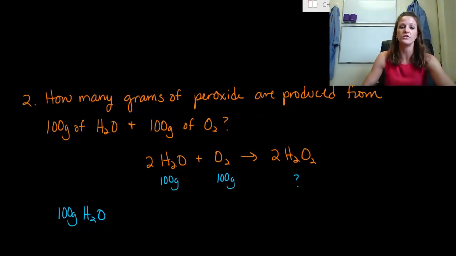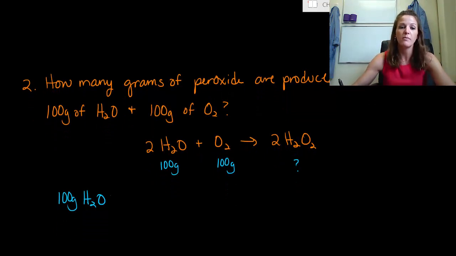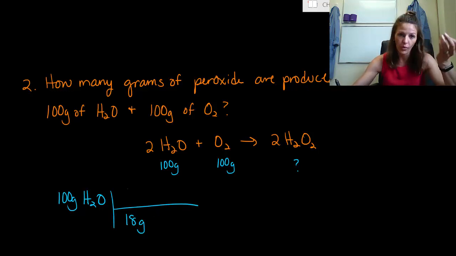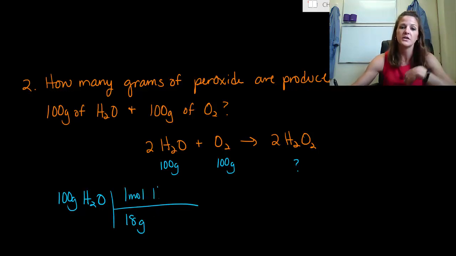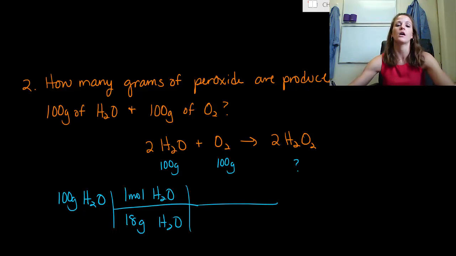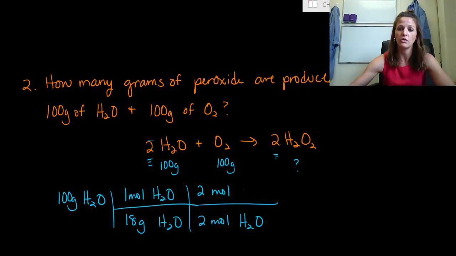The only way we can do that is through a mole-to-mole ratio. So our mass of water needs to be converted to moles of water. Our periodic table tells us that 1 mole of water is equivalent to about 18 grams. So we're going to put grams on the bottom and moles on the top. Now we're going to use our chemical equation to do a mole-to-mole ratio. I see that there are 2 moles of water for every 2 moles of peroxide, so we have a pretty easy mole-to-mole ratio here.